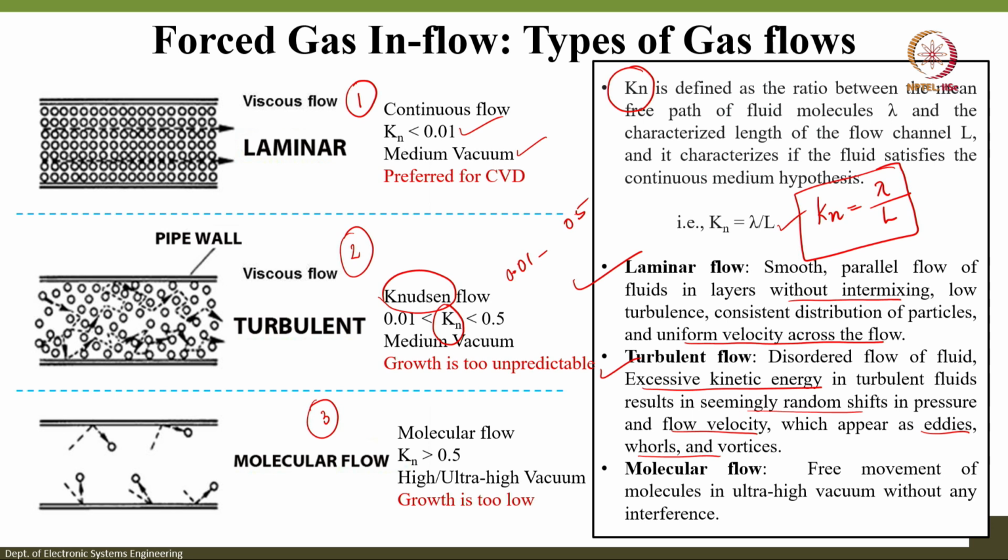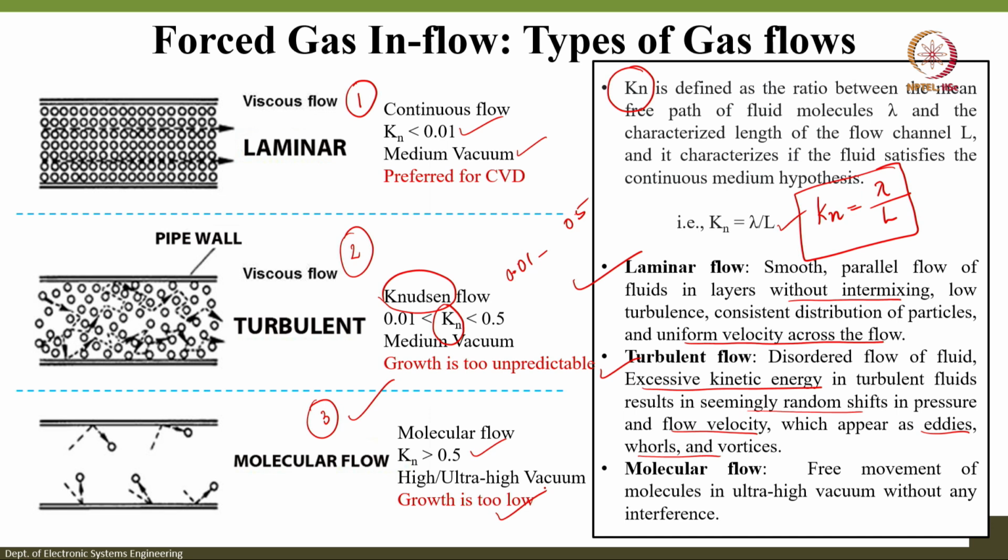Coming to the next mechanism, the molecular flow mechanism, here the value of the Knudsen number is greater than 0.5. This type of flow happens in a very high or ultra high vacuum. In very high vacuum, the mean free path, that is the average distance a molecule can travel without undergoing collision, is entirely different from a chamber where the vacuum conditions are different. Especially due to this ultra high vacuum, the growth rate in a chamber where the molecular flow is maintained would be very low.